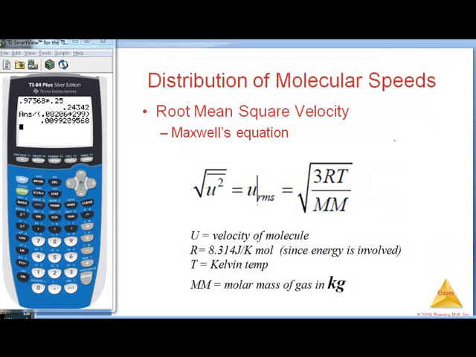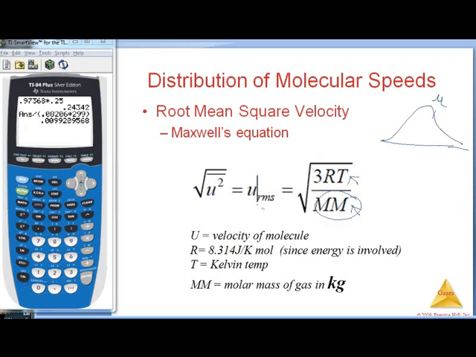Now, we can look at what happens to that distribution and calculate the root mean squared, which is that U you saw on the Maxwell-Boltzmann chart, right? We can calculate what that's going to be at any given temperature, and the speed is going to be inversely related to the molar mass of the substance. So the bigger the molar mass, the bigger the molecule, the slower it's going to move. That's basically what this is saying.